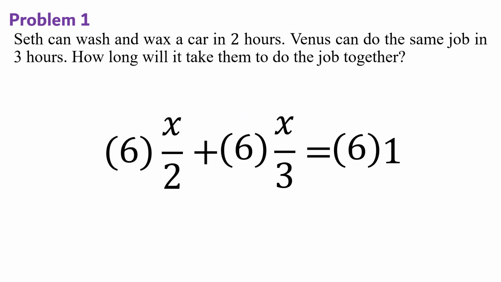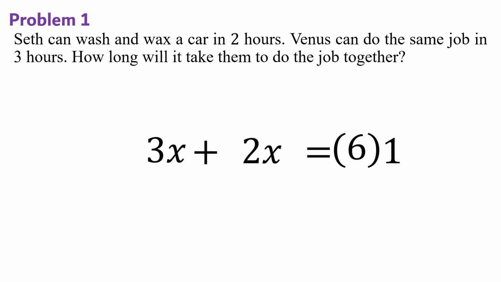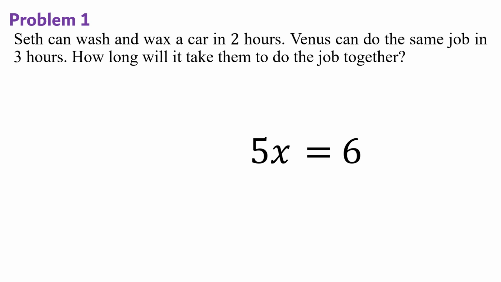So let's continue. 6 times x over 2 will be 3x. Then 6 times x over 3: 6 and 3 can be cancelled or divided, so it becomes 2. So we have 2x. And then 6 times 1 is 6. Then we can combine 3x plus 2x. Since there's no more denominator, of course, technically speaking, there is a denominator of 1, but it is unnecessary to put. So 3x plus 2x is 5x. So 5x equals 6.